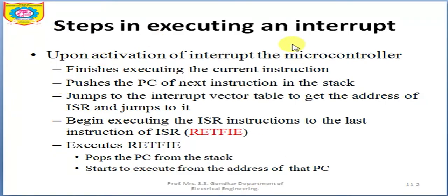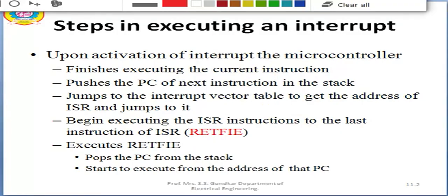So see, simply here you have a main program. I'll call it main, and each location is pointed to by the program counter. In between, now you have an interrupt signal which has occurred here. I will call it interrupt I. Now what happens here?